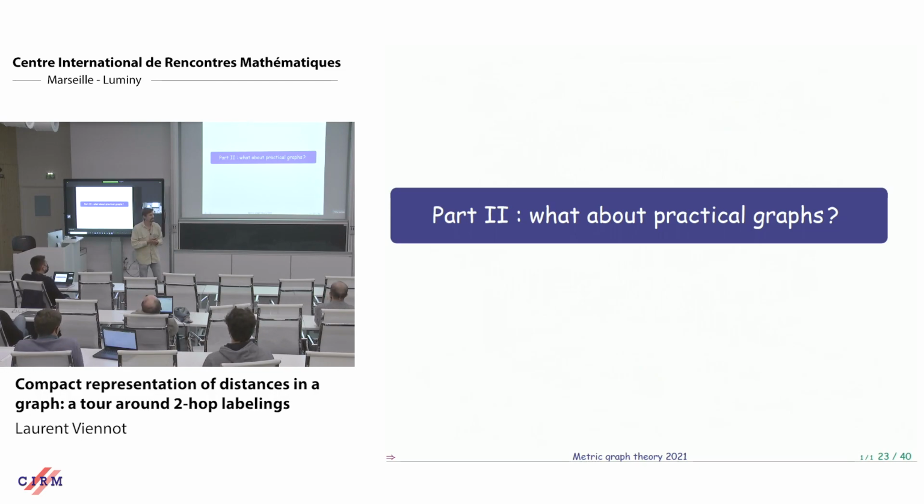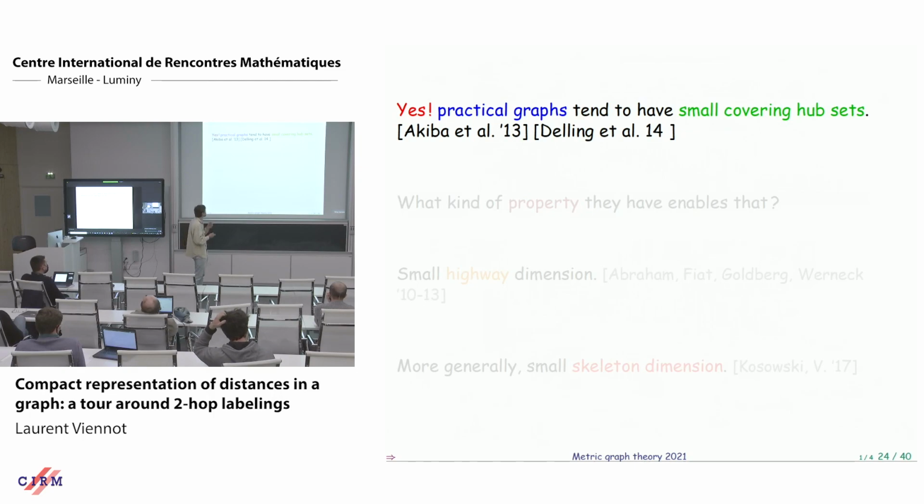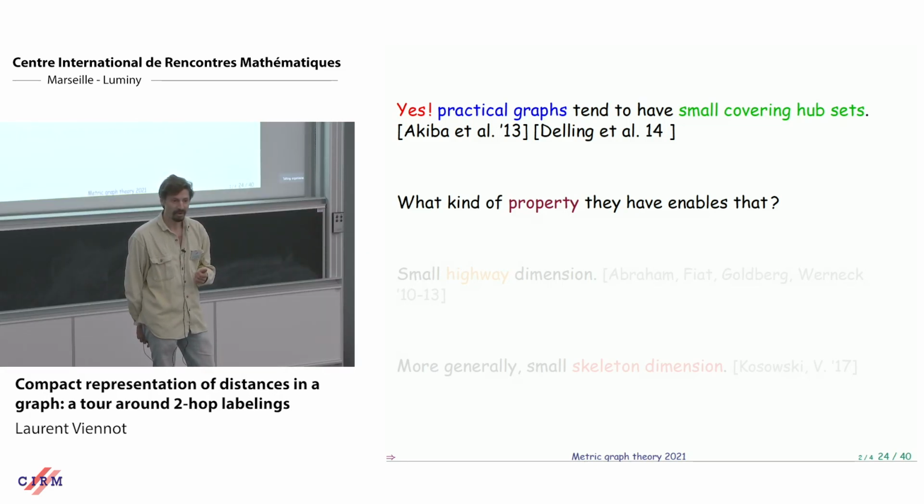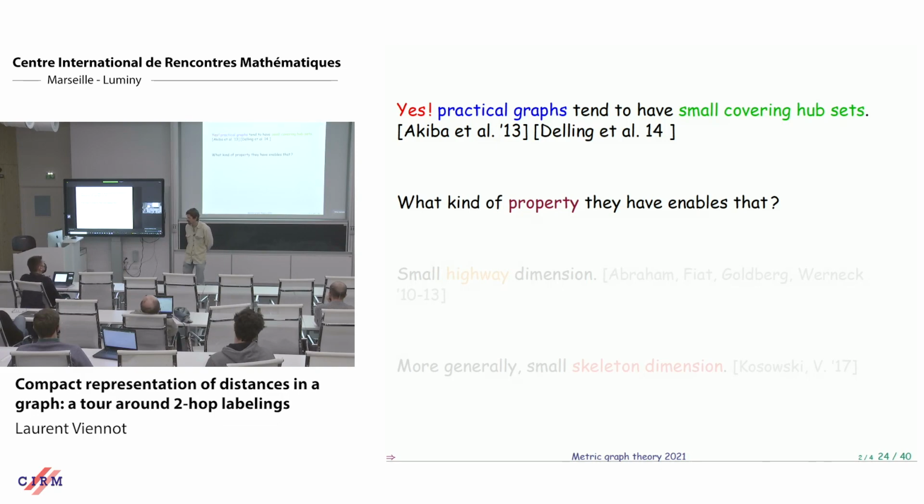Now part 2 will be: what about practical graphs? So it appears that two-hop labeling is very efficient in practice. I mentioned some works, and not only for road networks, they are the fastest one for a size which is quite reasonable, but they also work for many types of networks. So Akiba et al. really tried on various graphs, like social graphs, on any type of big practical graphs you can find, and they could succeed in building hub sets and two-hop labelings for practical graphs.